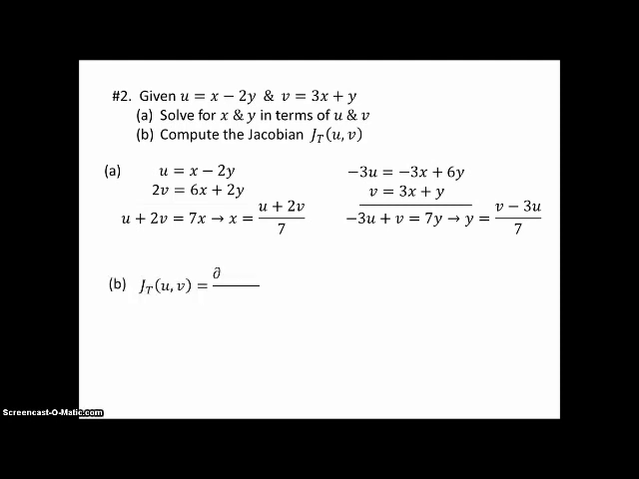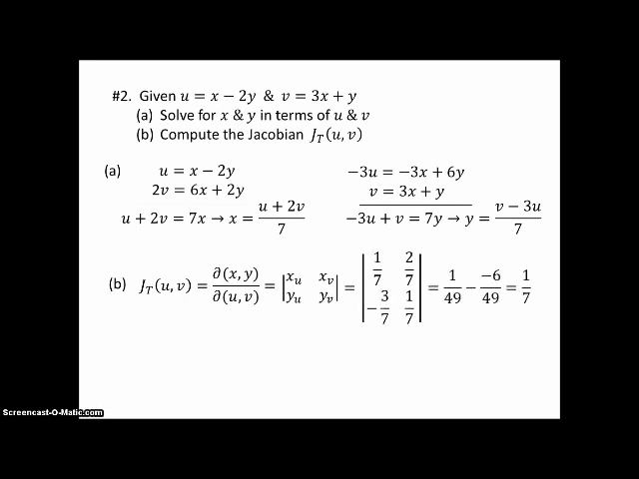Part B, the Jacobian, there's the shorthand, is going to be the determinant using the partial derivatives, and in this case the partial derivatives are all constants, because for example if you look at the x value in part A, x is u plus 2v over 7, so the partial derivative of x with respect to u is just 1/7, the coefficient of u, and so on. And then you do your multiplication, 1/7 times 1/7, and then minus the other diagonal, which would be negative 6/49, and so you get 7/49, which is 1/7.